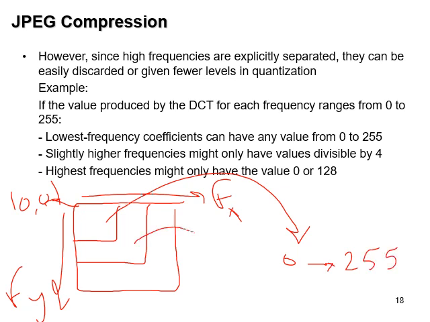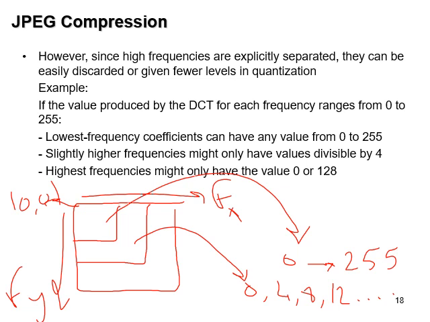In this area, the values would be only divisible by 4, like 0 or 4 or 8 or 12 and so on. Now, what if the DCT obtained for a certain frequency a value equal to 3? What you will do is that you will re-quantize the data. The 3 is closer to the 4 than the 0. You'll assign it to 4.